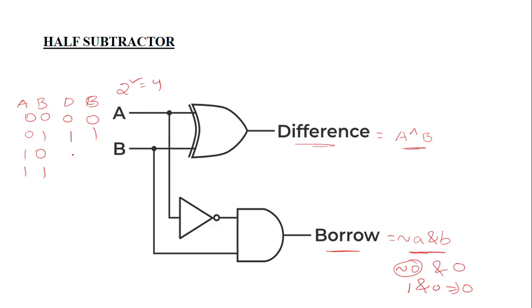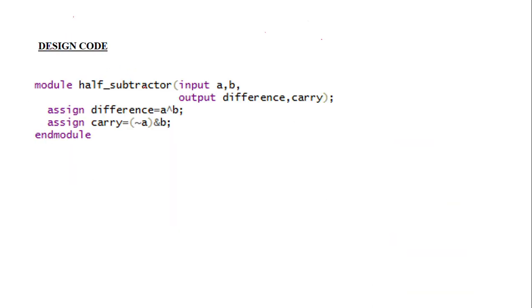For the 1 0 combination, the difference will be 1 and the borrow will be 0. For 1 1, the difference will be 0 and the borrow is also 0. You can substitute these A and B values in the two formulas, then we get the difference and borrow values. Like that the theoretical part of the half subtractor is done. Now how can you write the Verilog code? Just see.